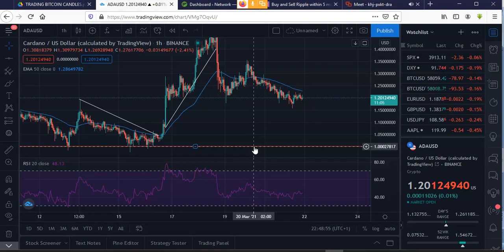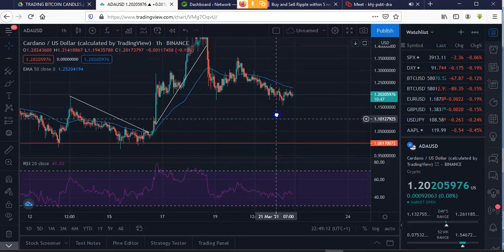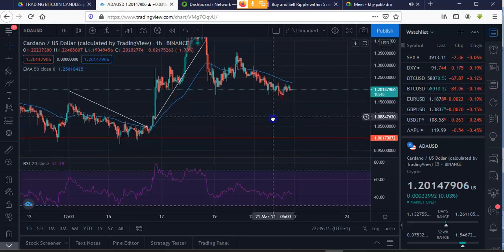Okay, I know some of you have not understood that stop loss thing. So the stop loss is used when you are trying to minimize your loss, and even also maximize your profit. Let me give you an example now.